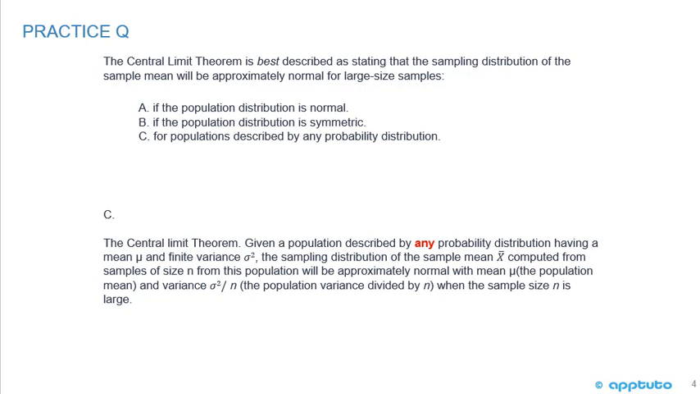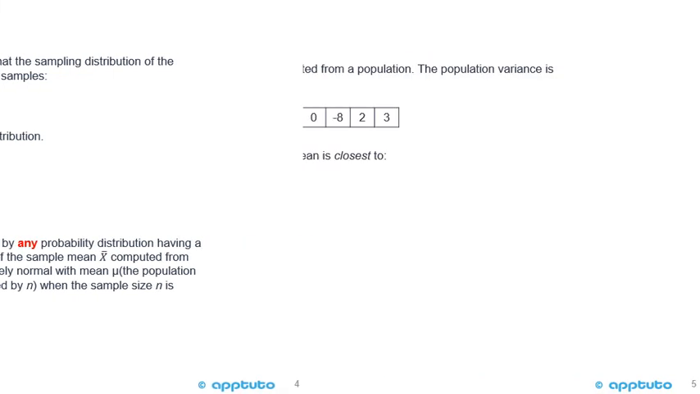Okay, this question was pretty easy. The correct answer is C. The central limit theorem: given a population described by any population distribution having a mean mu and a finite variance, the sampling distribution of the sample mean, x bar, computed from sample size n from this population will be approximately normal. Okay? So I put any in bold red, and I had any in bold green in the previous LOS. So a pretty easy question.